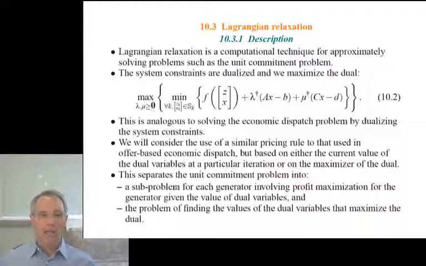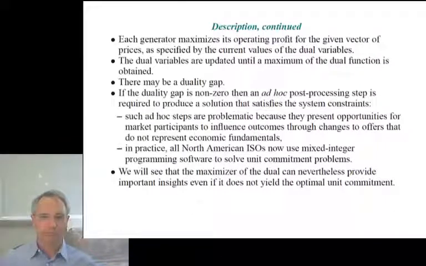When we dualize, we separate the unit commitment problem into a subproblem for each generator that involves profit maximization, or a problem equivalent to profit maximization for the generator given the value of the dual variables, and the problem of finding the values of the dual variables that maximize the dual. We can think of each generator as maximizing its operating profit for the given vector of prices as specified by the current value of the dual variables. And then we could in principle update the dual variables until a maximum is found.